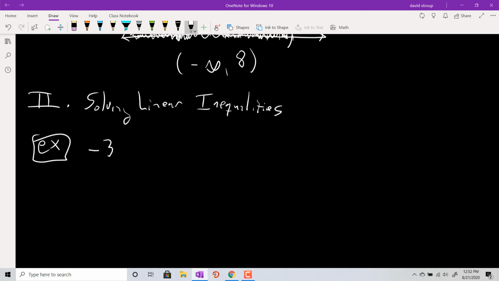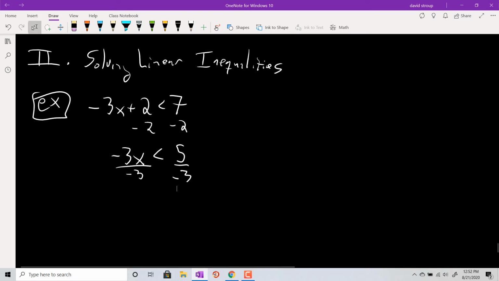So for example, if I have negative 3x plus 2 less than 7, to solve it, I just work the same way I do with equations. I'm going to subtract the 2 over and try to isolate the x, right? Then I can divide by negative 3 on both sides, and that's where I get into trouble. If you divide or multiply by a negative, you have to change the direction of the inequality. Okay, so that's the big difference.